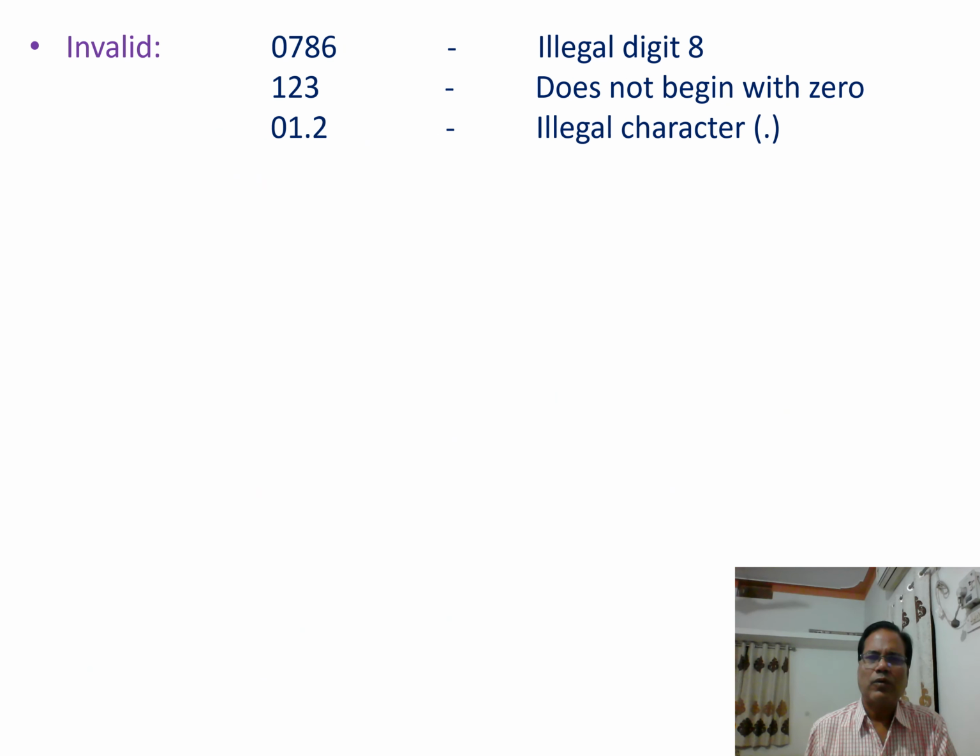Invalid octal constants: 0786. In this one, the digit 8 is illegal because octal numbers have symbols from 0 to 7 only. So here 8 is included, and this becomes an illegal octal constant. In the second example, 123, this octal constant doesn't begin with 0. That's why it becomes an illegal or invalid octal constant. In the third example, 1.2, this is an illegal octal constant as a decimal point is inserted in this one.